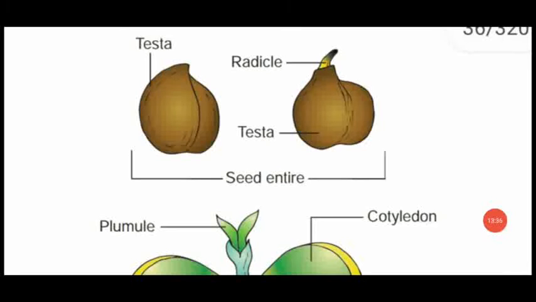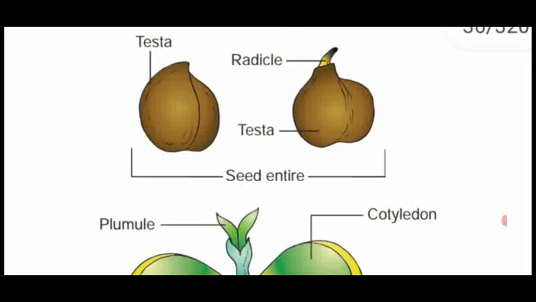Dear students, see the diagram. This is the Cicer seed. The outermost thick seed coat is called a testa. The radicle projects outside through the micropylar region at the time of seed germination.